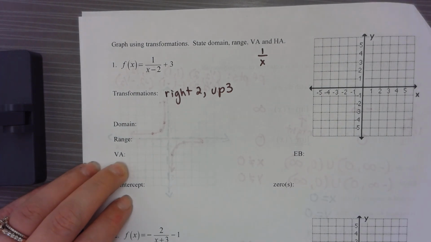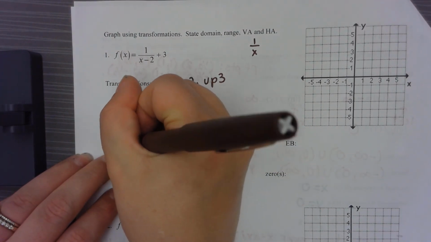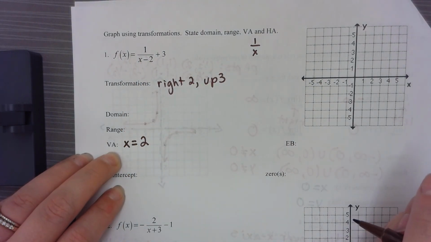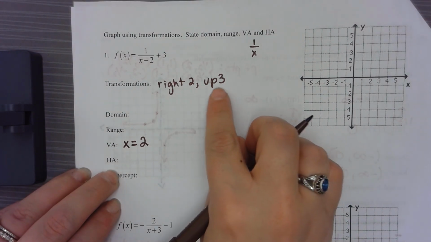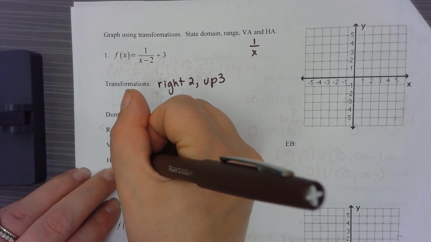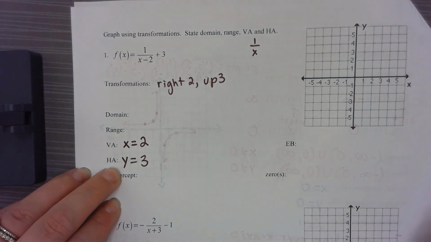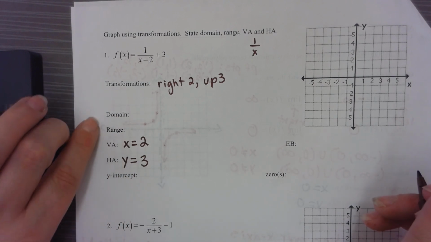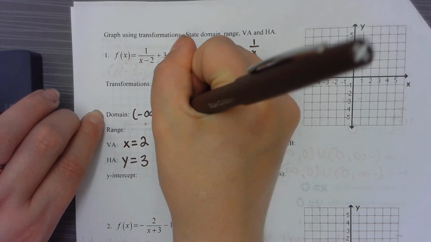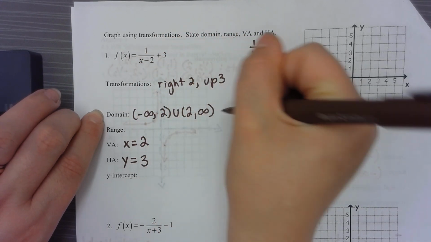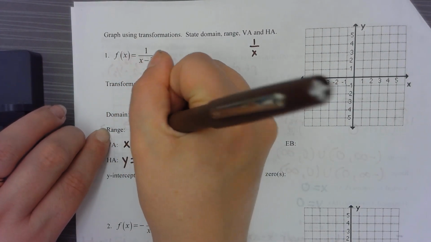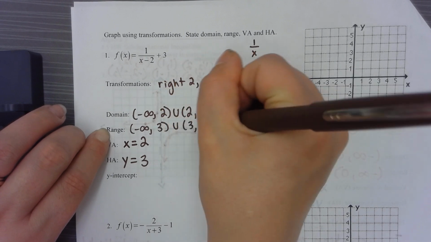So that means that vertical asymptote that started at 0 is going to also shift to the right 2, meaning that vertical asymptote is going to be x equals 2. And that horizontal asymptote, which started at 0, is going to shift up 3. So it's going to be y equals a positive 3, because it's moving up 3. Then the domain is everything except for that vertical asymptote: negative infinity to 2, union 2 to infinity. And that range is everything except for that horizontal asymptote: negative infinity to 3, union 3 to infinity.